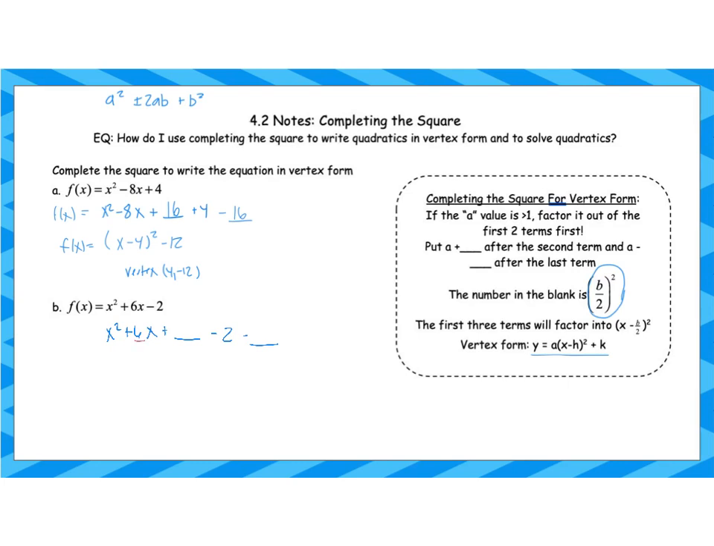So 6 divided by 2 is 3. 3 squared is 9. If I add 9 to the equation, I also need to subtract 9 so that this equation stays balanced. So this is now x plus 3 squared minus 11. And now my equation is in vertex form. Vertex is negative 3, negative 11. All right, so let's look at another example.